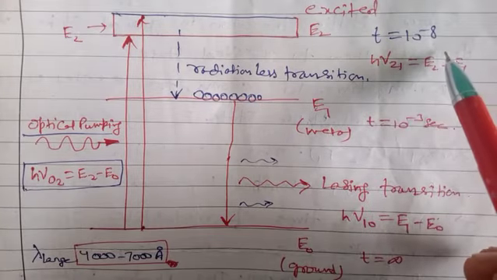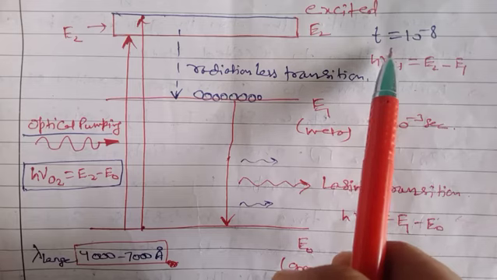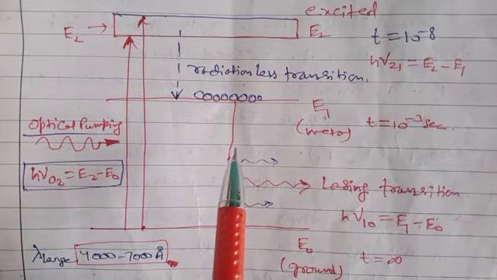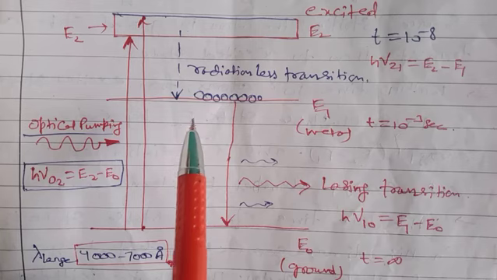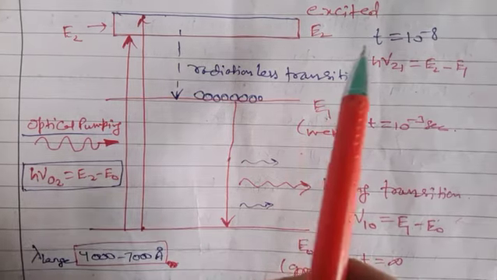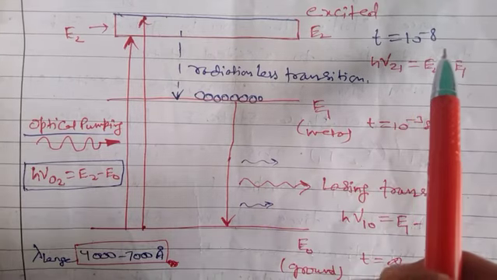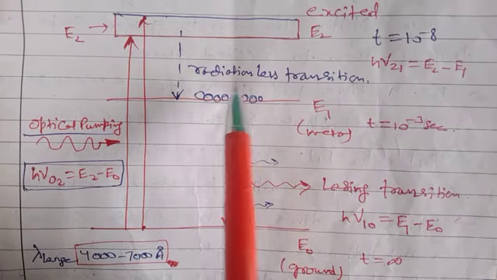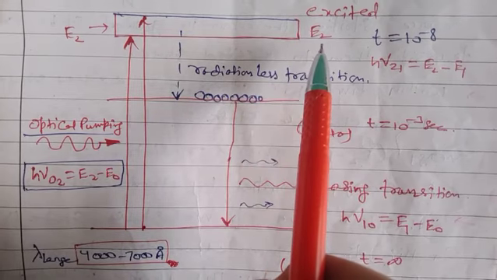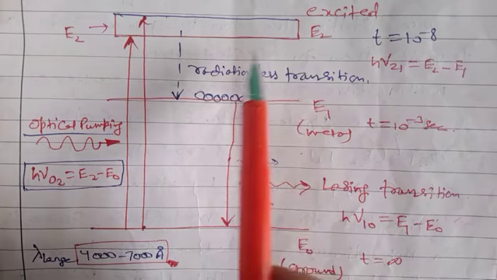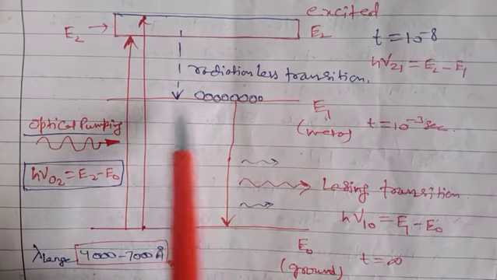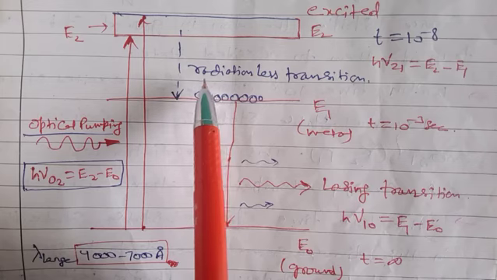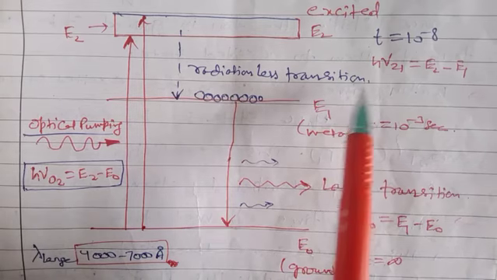The atoms are present on the excited state only for the time required, which is 10 to the minus 8 second. This is the approximate time for the excited atoms to stay in the excited state. After this time interval of 10 to the minus 8 second, the atoms jump to the metastable state. The atoms do not reside for a longer time in the excited state, so they jump to the metastable state. But in this case there is no emission of radiation, that means a radiationless transition occurs here.